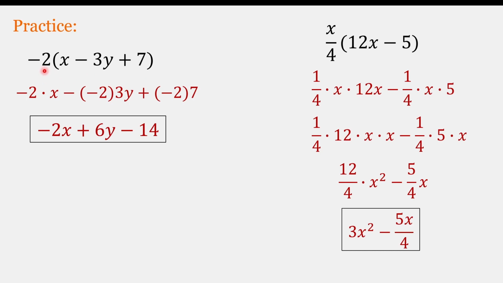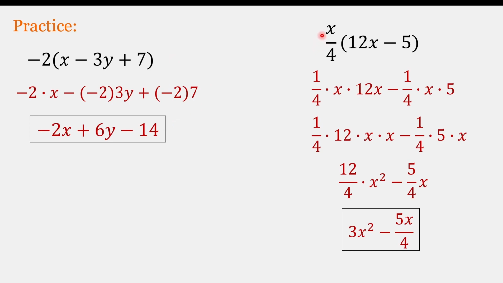So here we're multiplying each term by negative 2. When we multiply by a negative, it will end up changing the sign of each term within that parentheses. So x is now negative 2x. Negative 3y is now a positive 6y. And a positive 7 is now negative 14. And again, what we started with in the problem is equivalent to the answer that's in the box. These are equivalent expressions.